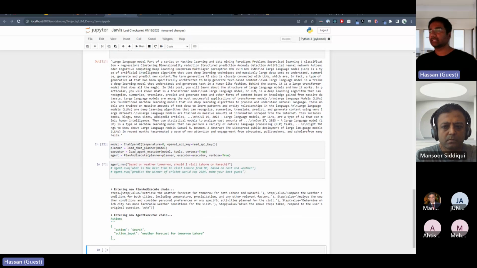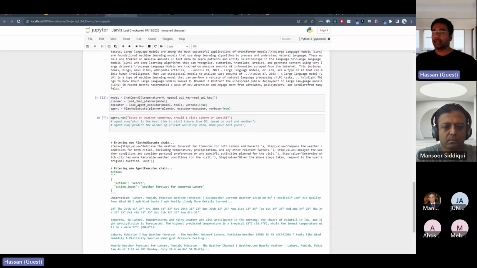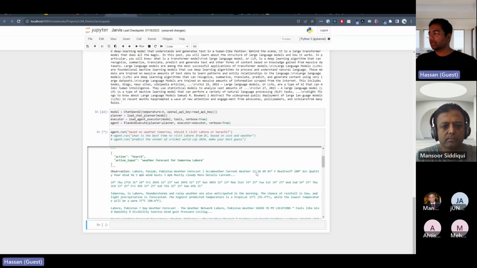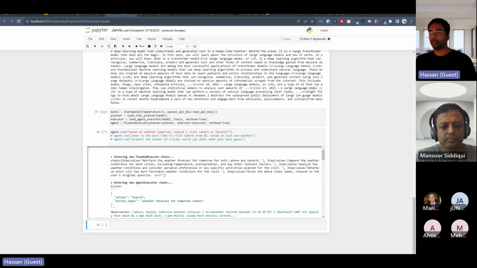So the first thing that this agent is going to do is make a plan of how to answer this. It says retrieve the weather forecast for tomorrow for both Lahore and Karachi. Then in the next step, compare the weather conditions for both cities, including temperature, precipitation, all that. Analyze the weather conditions and consider personal preferences and activities planned. Determine which city has more favorable weather conditions, and given the above steps, respond to the user's original question. I find this really amazing that this language model now has the ability to plan how it can best answer this question.